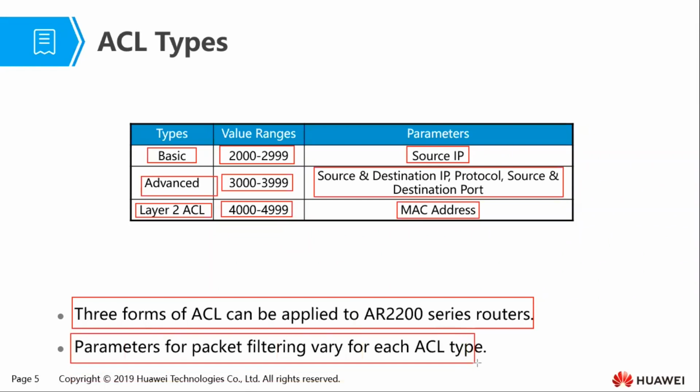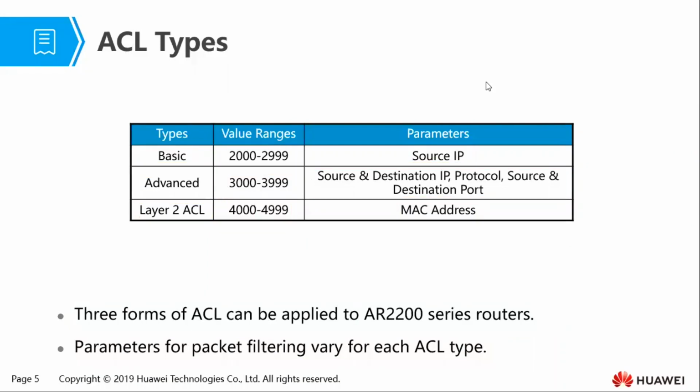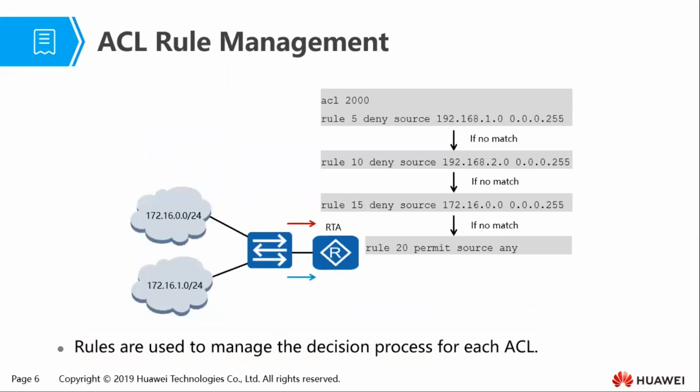And the parameters for packet filtering are what varies in each type of the ACL that we've seen there. So let's look at what we call ACL rule management. There are a few points here that you must understand in order to be able to tackle the exam. So make sure you are alert on this one.